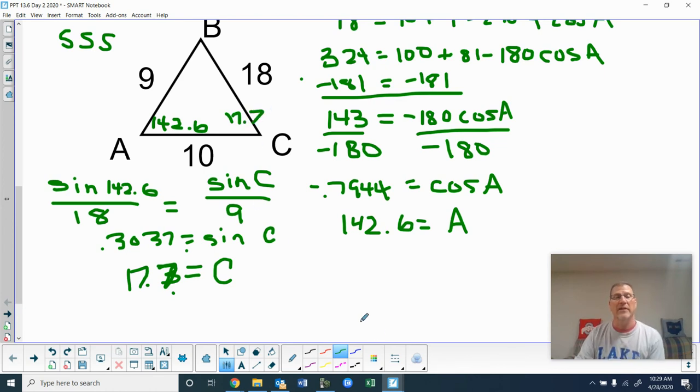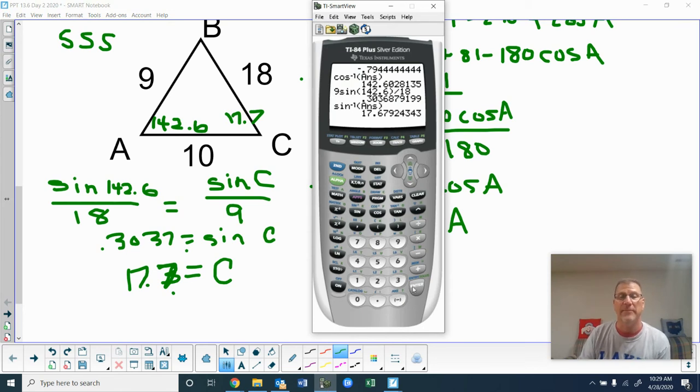All right, I'm going to add the 142.6 to that and subtract from 180. Plus 142.6. Enter. And then 180 minus that answer will give me the remaining one, 19.7, which would be angle B.